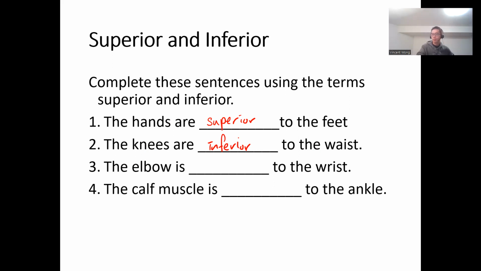Elbows is blank to the wrist. Okay. Wrist is here. Elbow is here. But remember, you have to be in anatomical position. So you cannot have your arms up like this, okay? It has to be like the picture that I showed you. So the elbow, is it above the wrist or below the wrist? It's above, right?